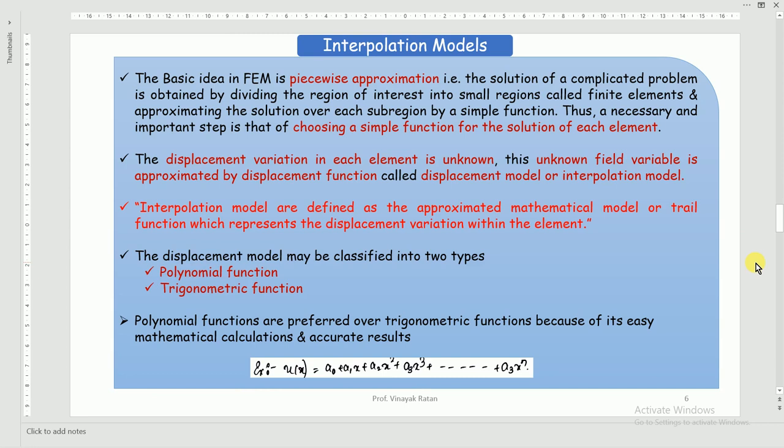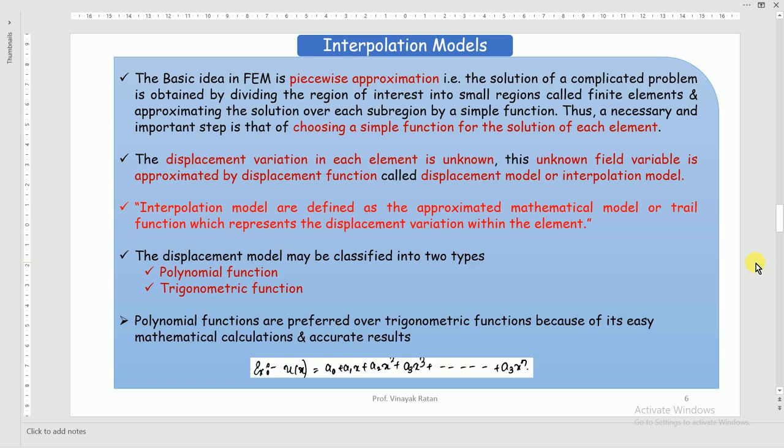Now after this, we'll see one more classification of elements. In the previous class, when we were discussing the discretization process, we learned the types of elements, that is 1D element, 2D element, 3D element and axisymmetric element. So there is one more classification.